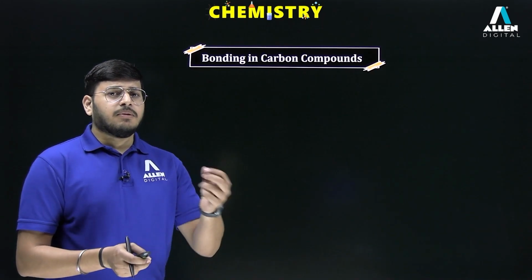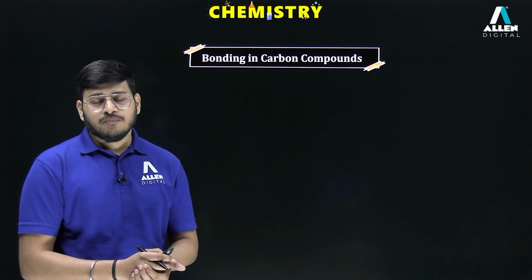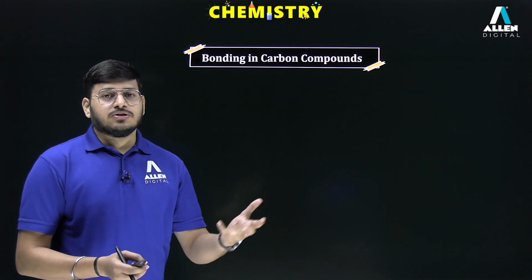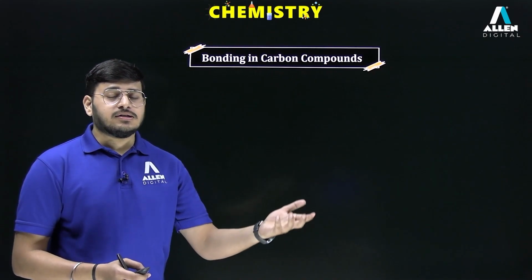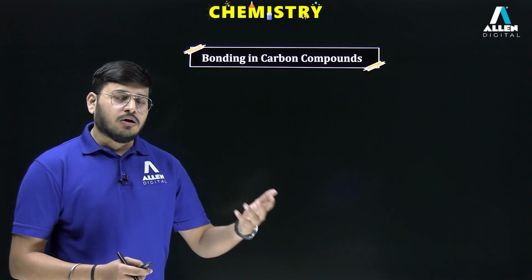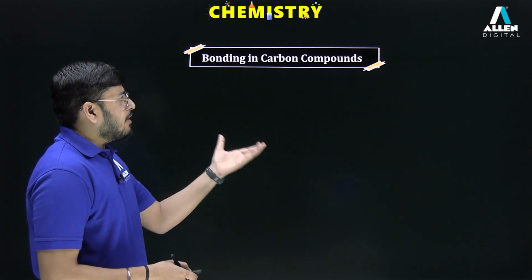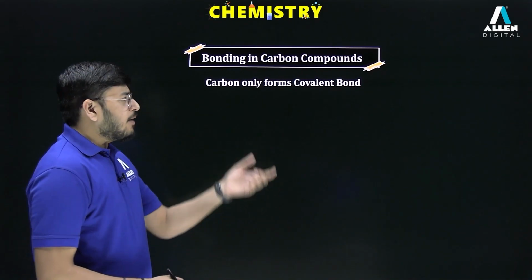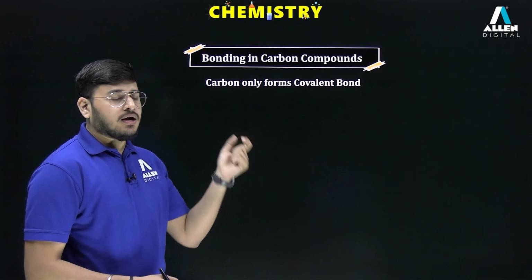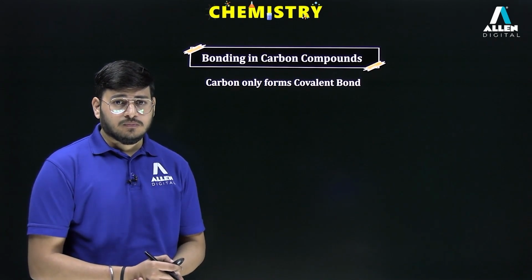Now, how does the bonding in carbon actually take place? But before that, my first question is: why does carbon form bonds? We all know the basic reason is that these elements, students, want to achieve stability; they all want to become like a noble gas. In order to do so, they form bonds. Now, how does carbon form the bond? Carbon forms only, students, what? The covalent bond. Why is it so?